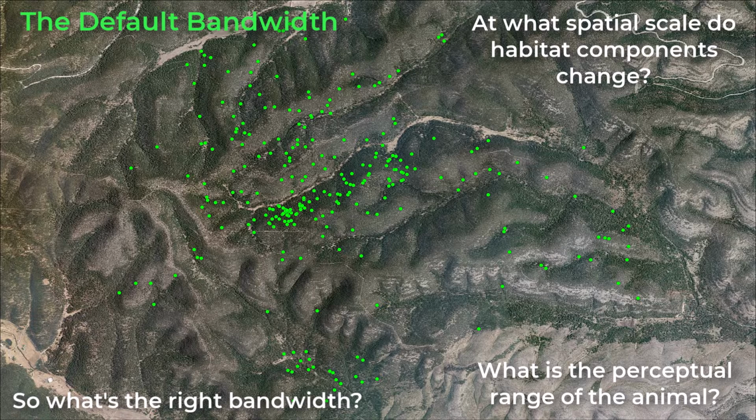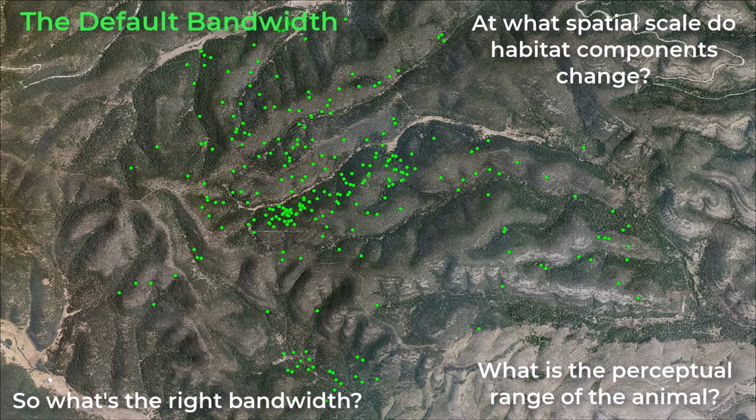So there's lots of issues at play. Who really knows what the perceptual range of these species are? And of course, every individual animal may have its own personal preferences, and these preferences probably change seasonally, and all habitat conditions probably change regionally. All this leaves us with a really difficult time trying to pick what the correct bandwidth is.